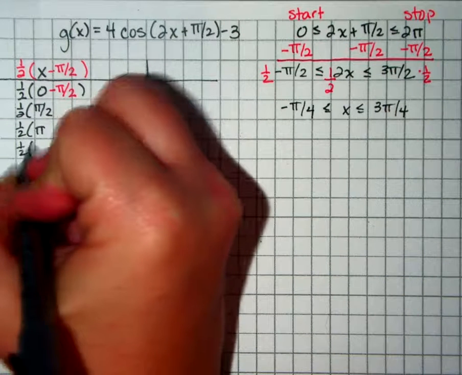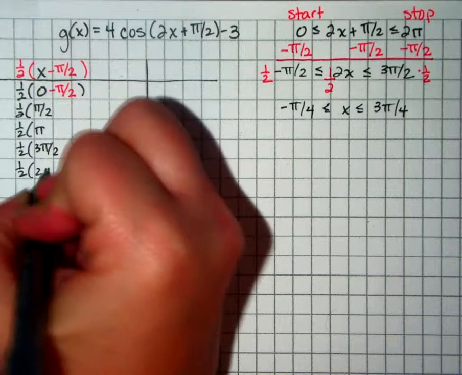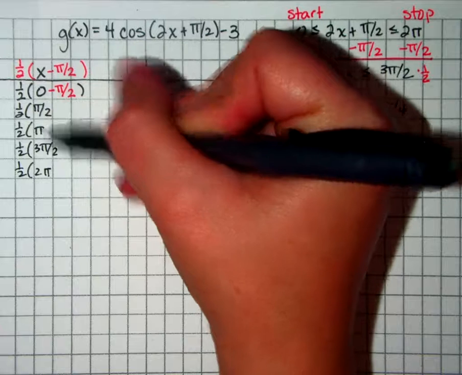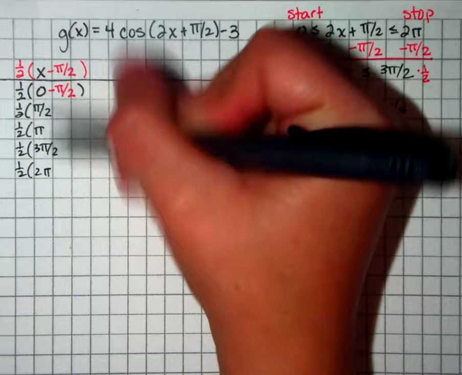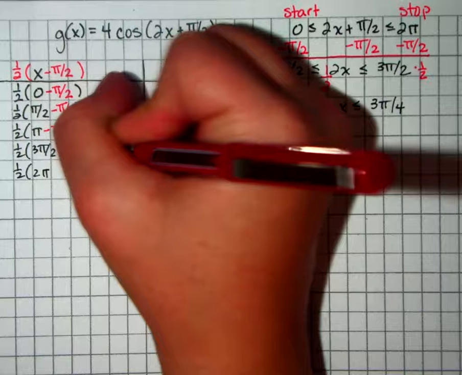Remember our first few coordinates. My originals are 0, pi over 2, pi, 3 pi over 2, and 2 pi. Those are my original x's. Now, again, the first thing I'm going to do is subtract off the pi over 2 from all of these.